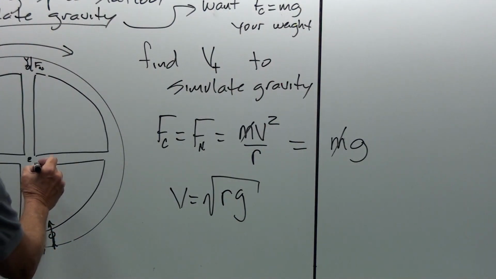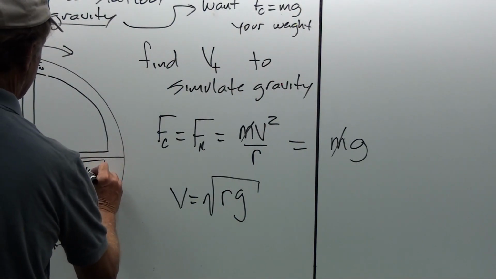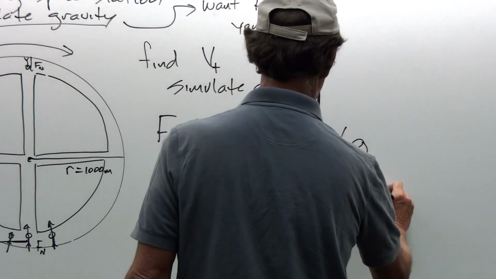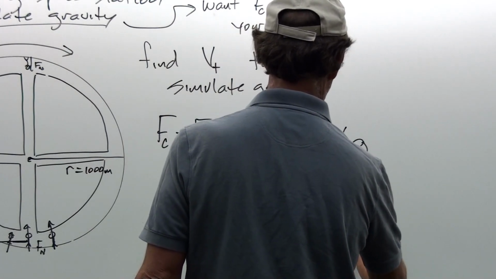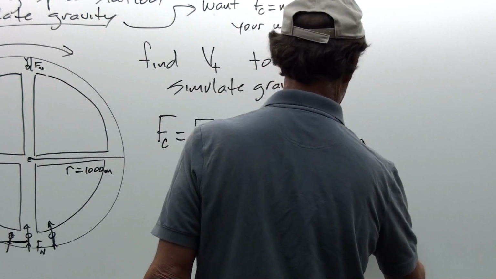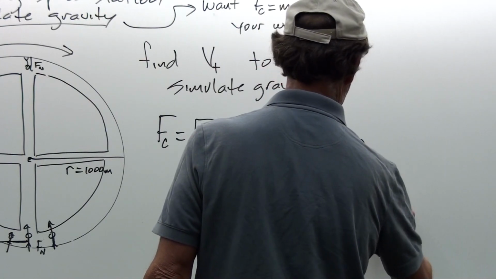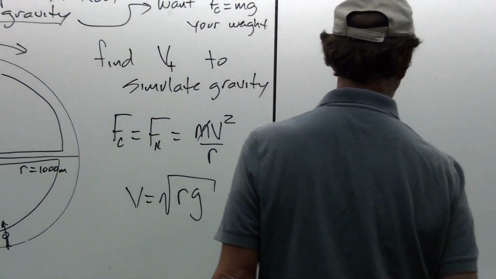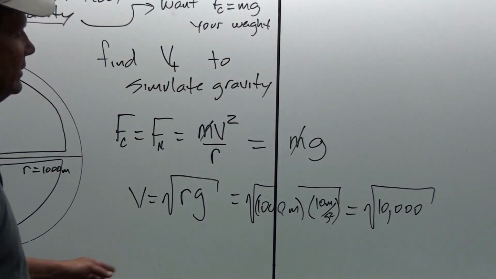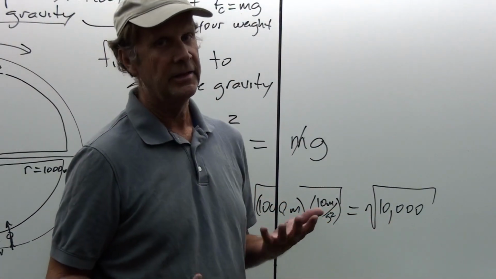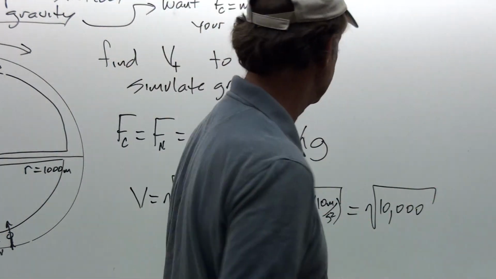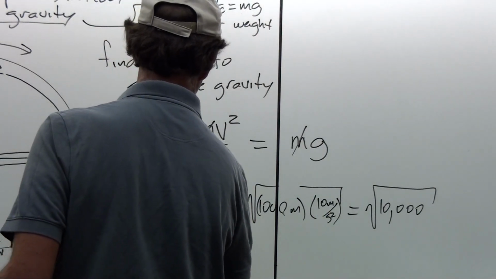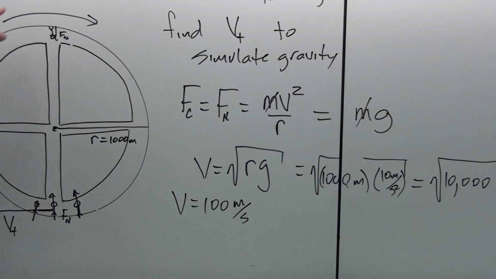Okay, and so let's say that for this space station, our R value here is 1,000 meters. Then v would be the square root of 1,000 meters times 10 meters per second squared. So that'd be the square root of 10,000. Okay, and so I could go check out what that is on my calculator, but then, well, wait a minute, 100 squared is 10,000, so I don't even need my calculator for this one. That's 100 meters per second, or about 200 miles per hour at the outside edge.